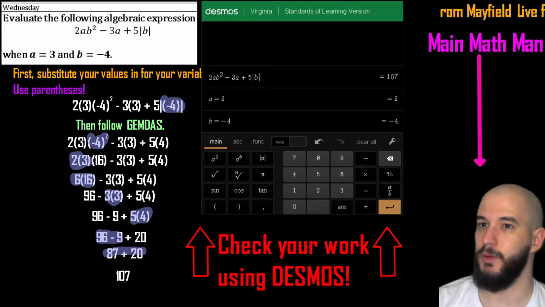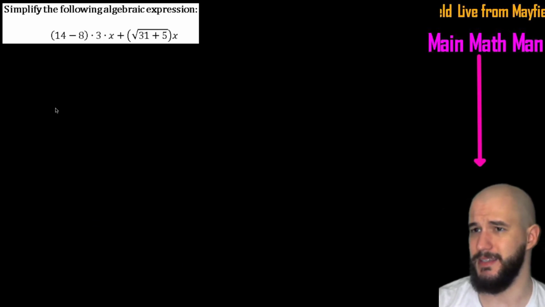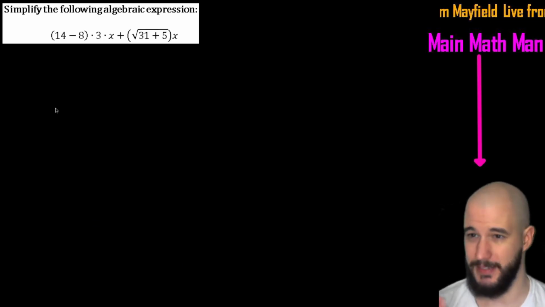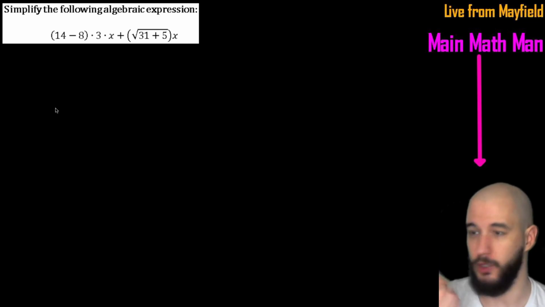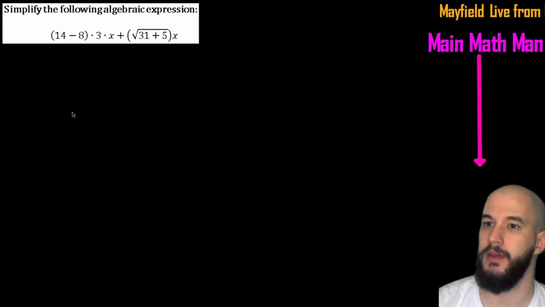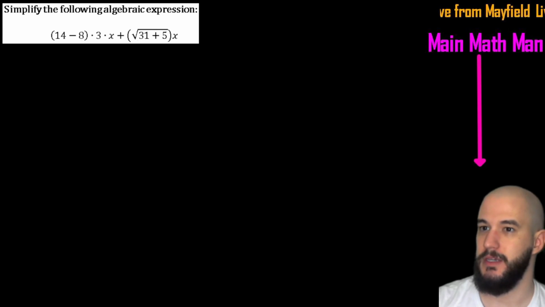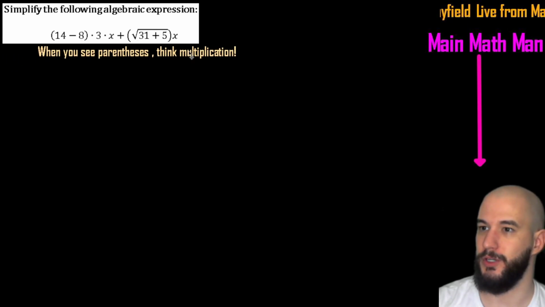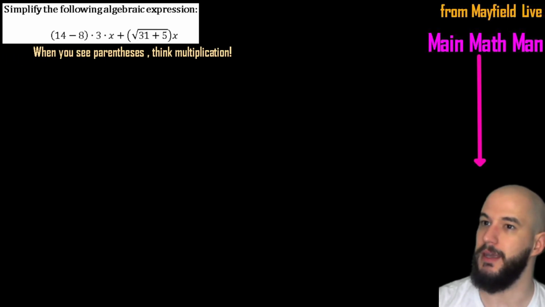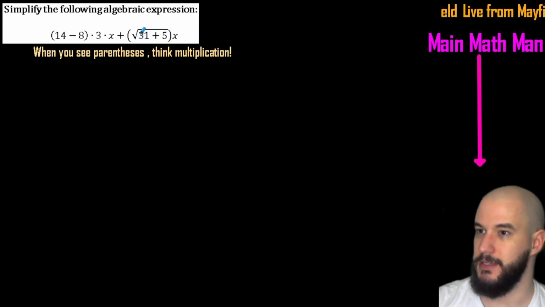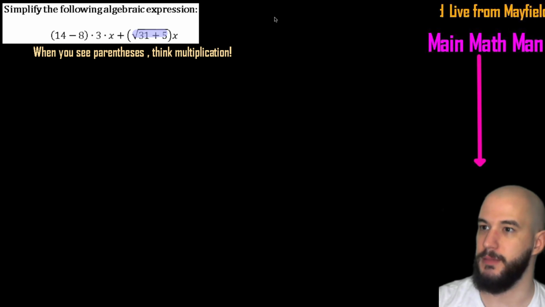Alright, moving on to the second one. It says simplify. So we're not going to get an exact value, but we can make it look a lot simpler than what we started with. Anytime you see those parentheses, make sure you think multiplication. We're actually going to start inside of the parentheses, our grouping symbols. We go inside of the grouping symbols of that square root, and we do 31 plus 5, that's going to be 36.